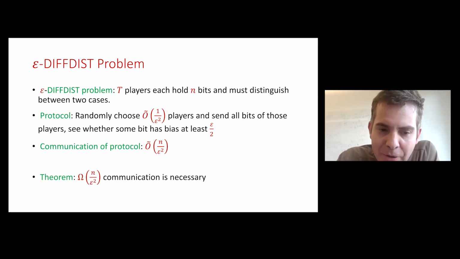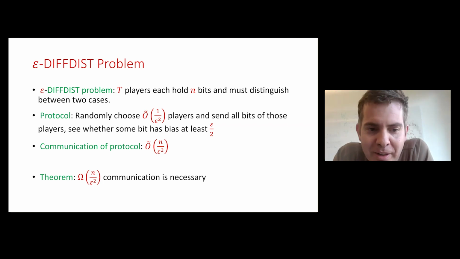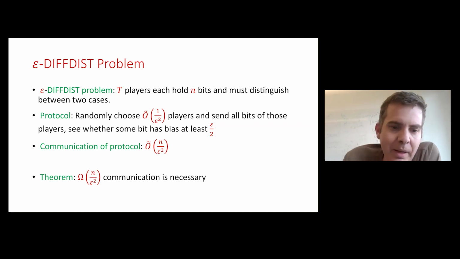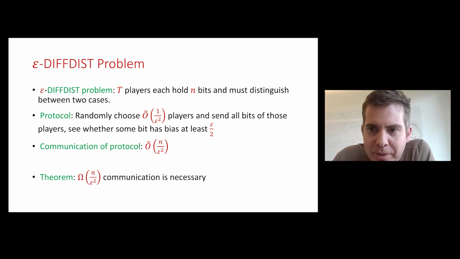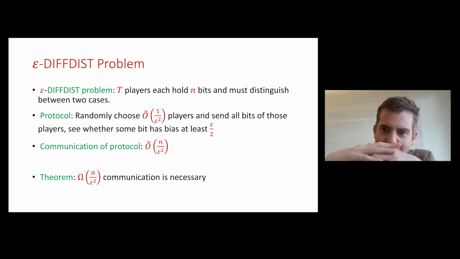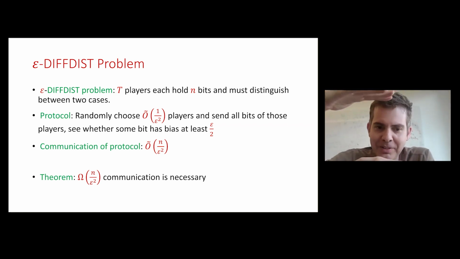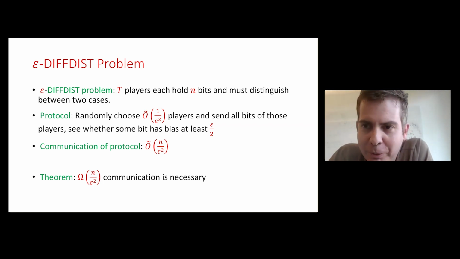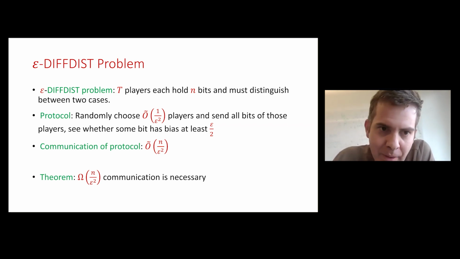And what we show is that n/epsilon squared communication is necessary to solve this problem for randomized protocols. You don't have 1/epsilon squared days; you have any number t of days, but the total communication has to be n/epsilon squared. You don't have to sample players. You can use a sketch or whatever you want. There's no way around the n/epsilon squared lower bound.